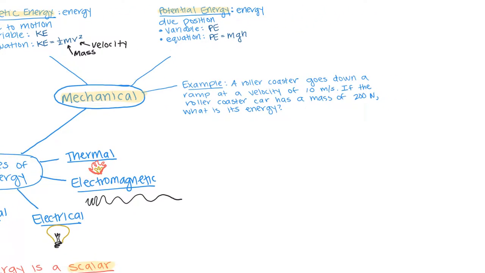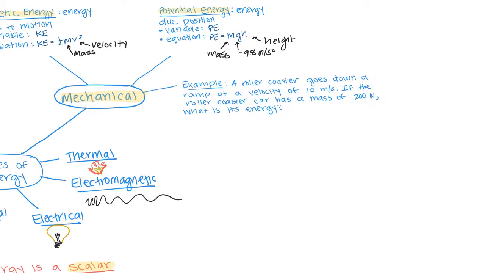We also have potential energy. Potential energy is the energy due to position. Now, our variable for potential energy is PE instead of KE. And our equation is the mass of the object times the acceleration due to gravity, right? Little g, which is negative 9.8 meters per second squared, times the height of the object.